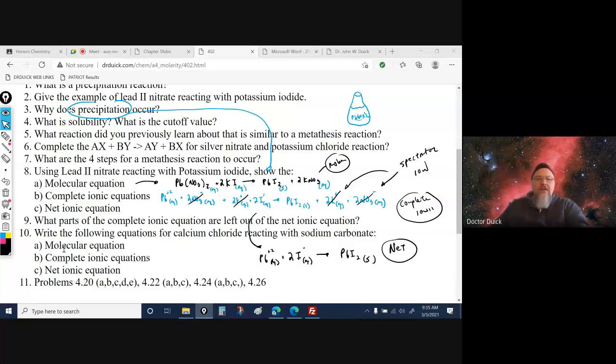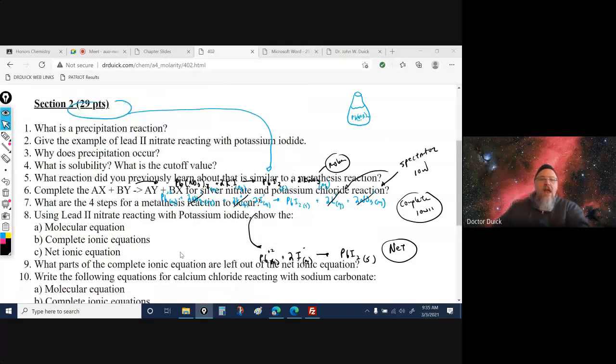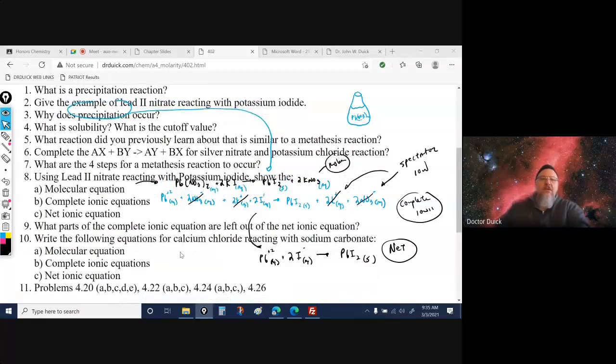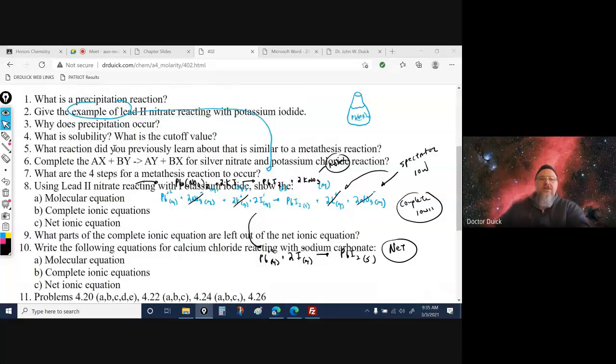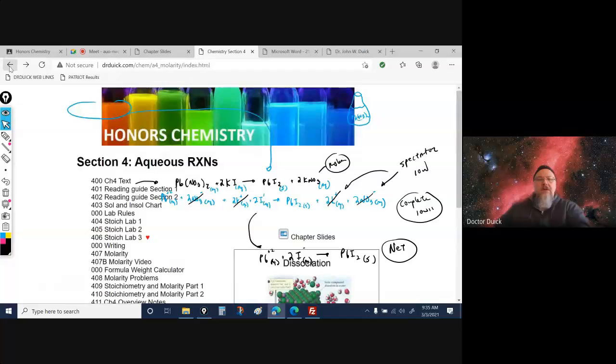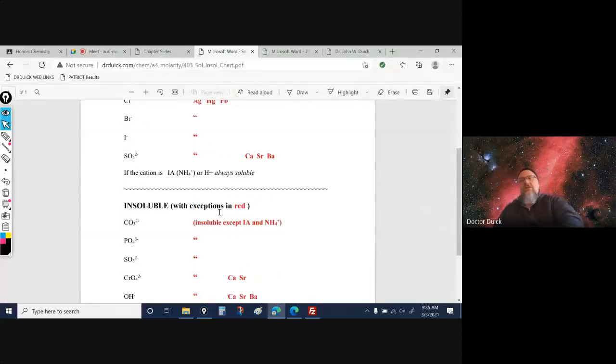I'm going to try one of these down here. This one, you can see how I did that one with the calcium chloride and sodium carbonate. Okay. And somebody should be asking me a question right now. There should be a question like, what is the solubility and what's the cutoff? You could do one of two things. Look it up in the book, or I'm going to show you my handy dandy rules for doing things. So I'm going to go back here. I am going to erase this, and I'm going to do my soluble and insoluble chart.